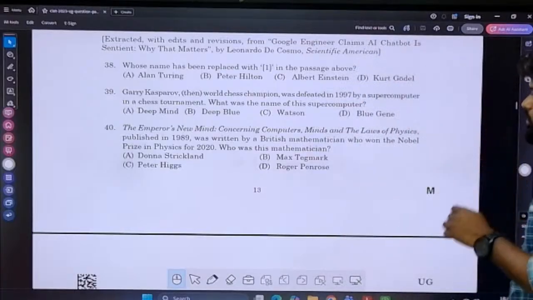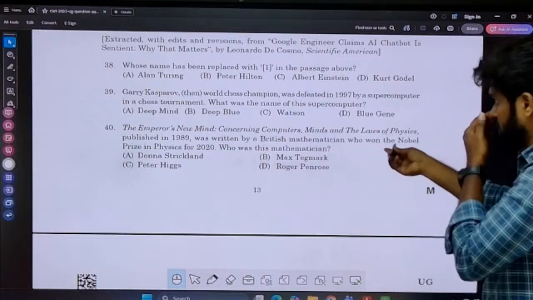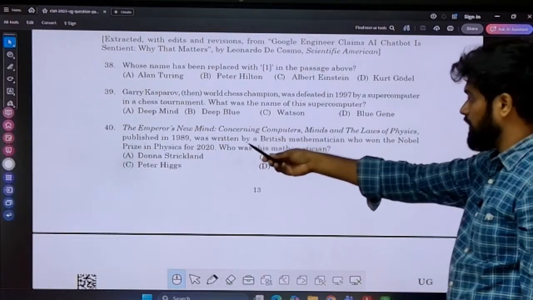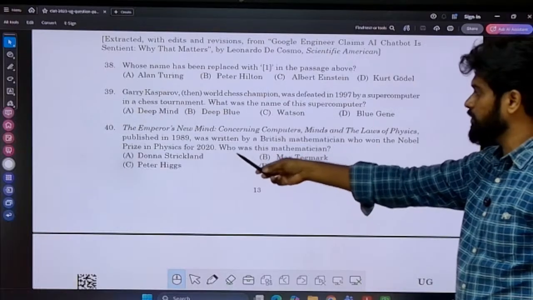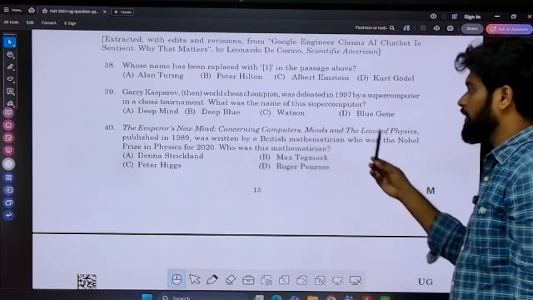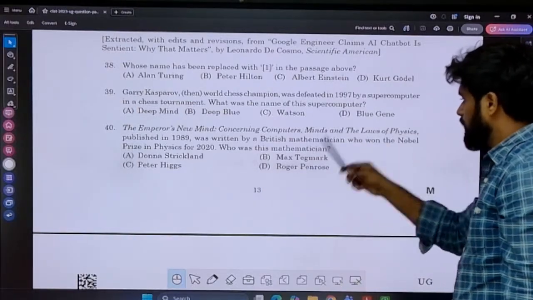The Emperor's New Mind Concerning Computers, Minds and the Laws of Physics, published in 1989, was written by a British mathematician who won the Nobel Prize in Physics for 2020. Who was this mathematician? Donna Strickland, Peter Higgs, Max Tegmark and Roger Penrose.